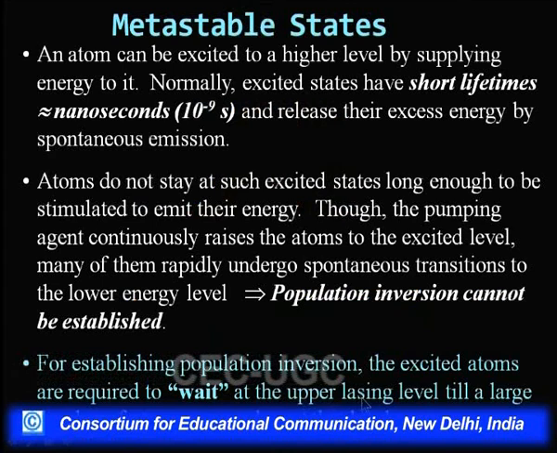Though the pumping agent continuously raises the atoms to the excited level, many of them rapidly undergo spontaneous transitions to the lower energy level. Because of that, we cannot achieve population inversion. For establishing population inversion, the excited atoms are required to wait at the upper lasing level till a large number of atoms accumulate at that level. It means at the higher level we require more atoms, so that a large number accumulate there to get the population inversion.